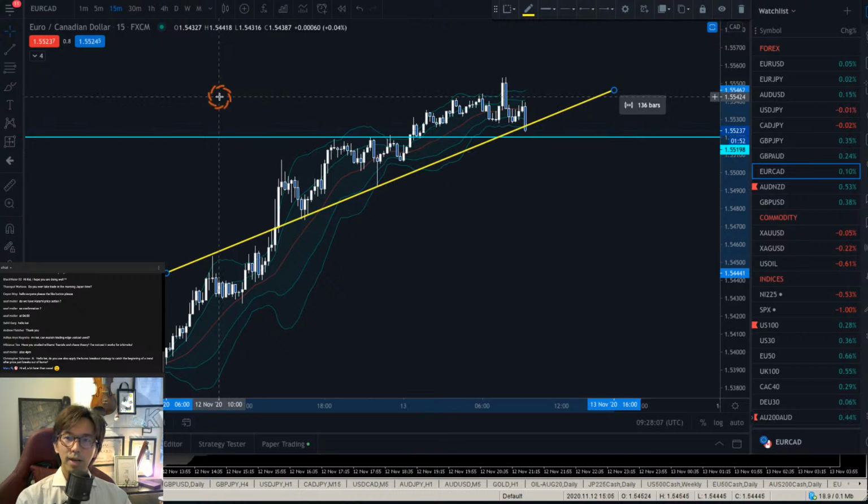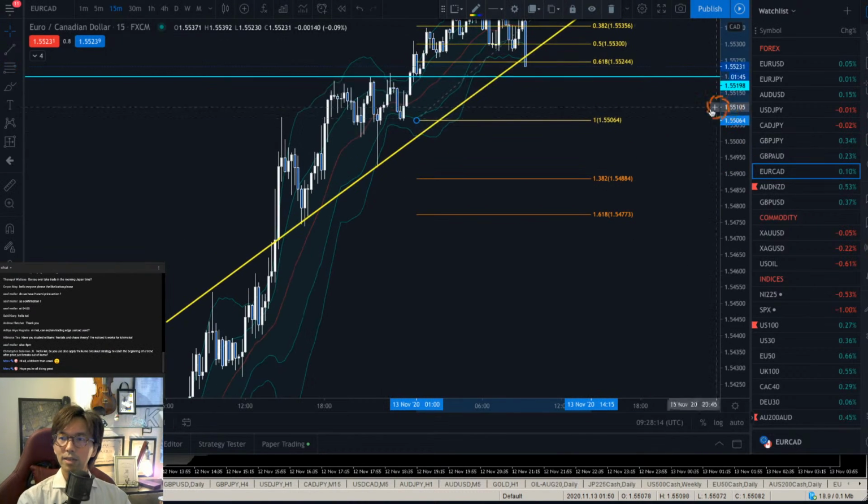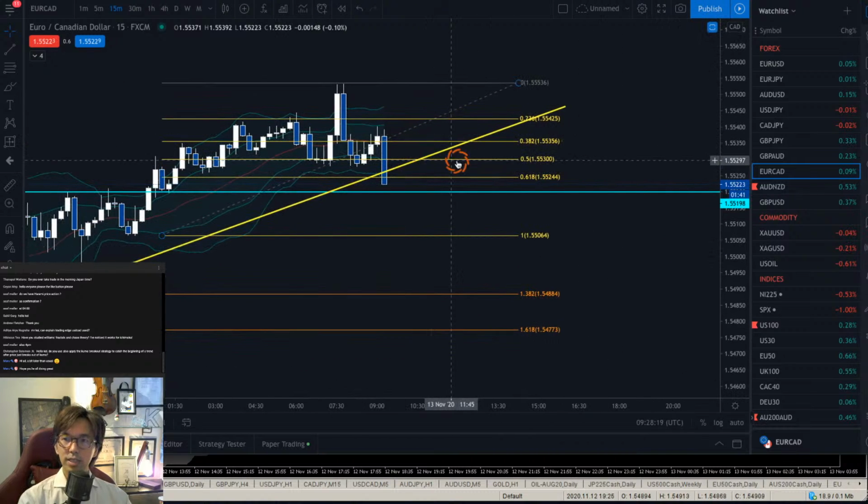Let me take the Fibonacci retracement. Maybe there might be some retracement by the Fibonacci lines. So let me zoom in right now, and this is the 61.8% level. So considering this Fibonacci line also in between the 1.5524 area and the 1.5519 area, I expect the market will bounce off somewhere in this area.